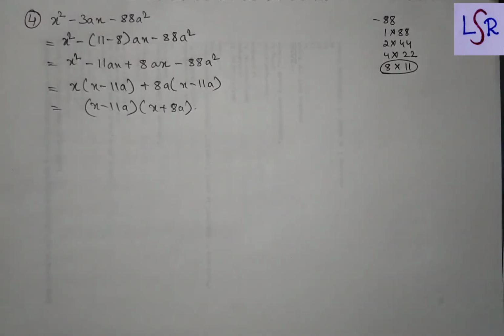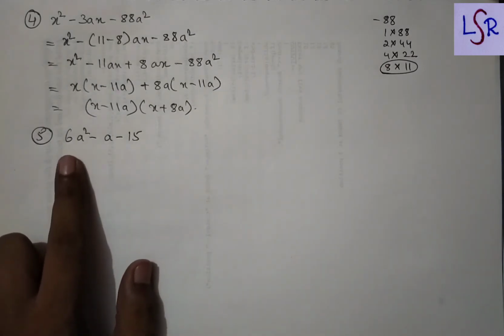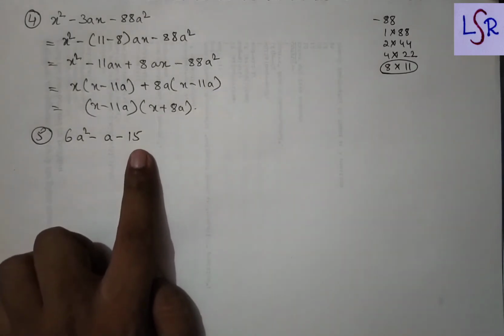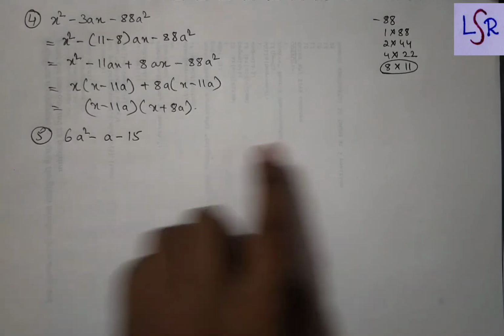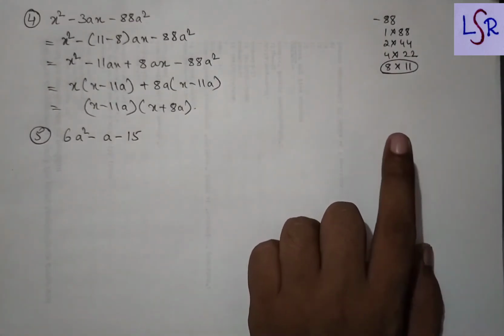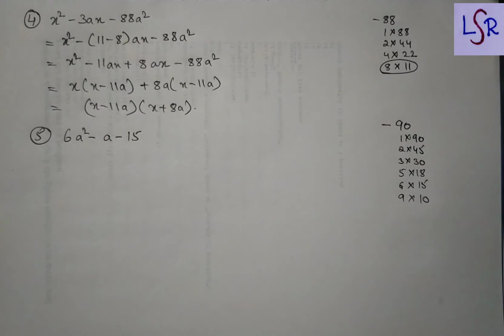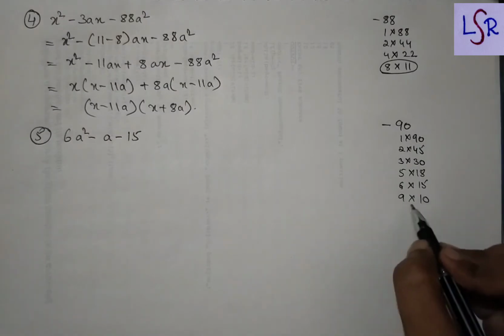Now let's see question number 5. Here in this question we are having a coefficient of a square as 6. So 6 into 15, 6 into 15 is 90. So we are going to take the factors of 90 over here. Here are the factors of 90, and as we are having a minus sign, we have to subtract two of the factors to get 1. So we are going to choose 9 and 10.